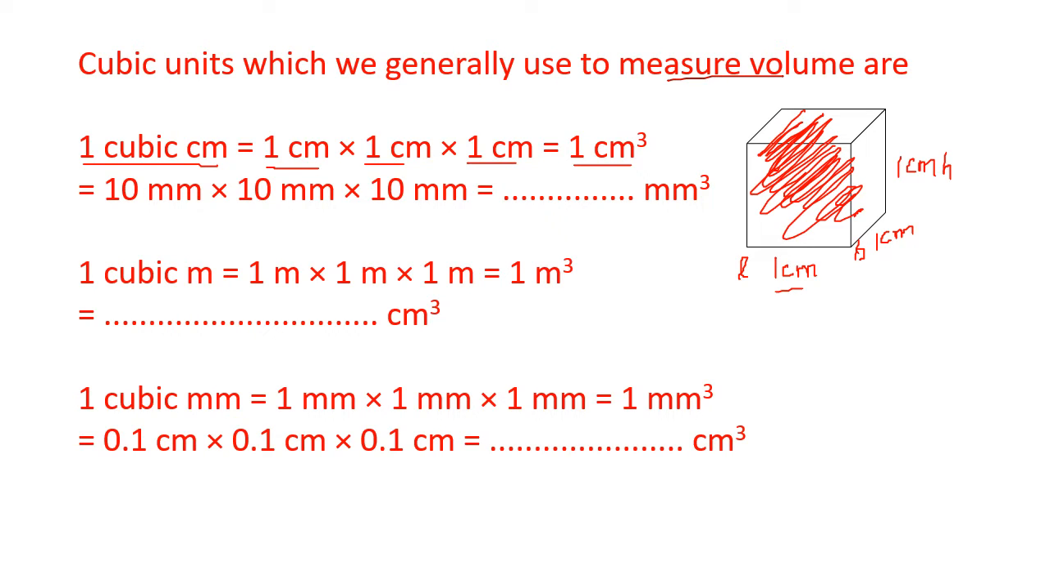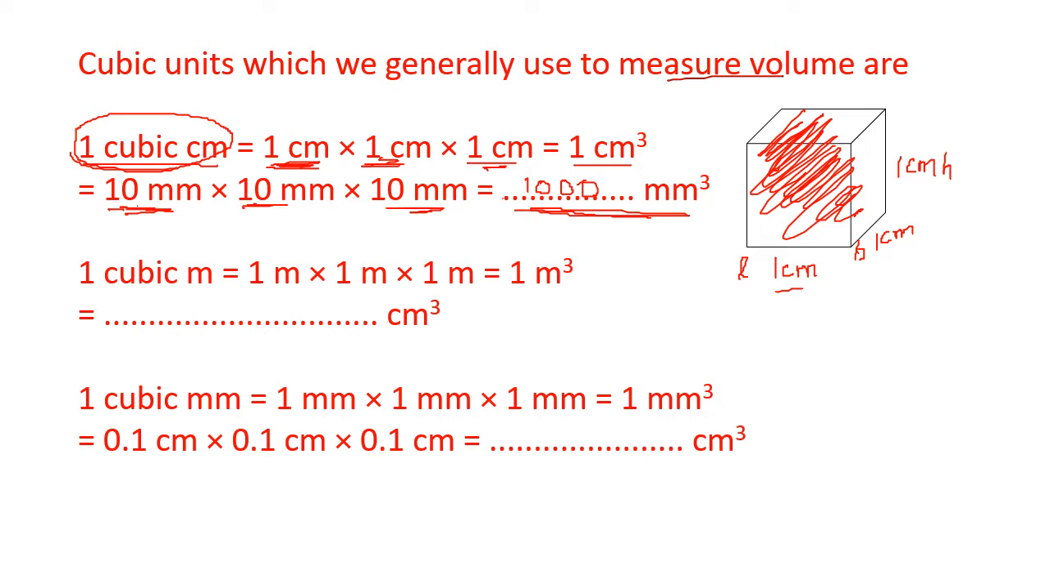Now we know 1 centimeter is 10 mm. So instead of 1 centimeter now I put 10 mm. Again 1 centimeter is 10 mm. 1 centimeter is 10 mm. So 10 into 10 is 100, into 10 is 1000. So I get 1000 millimeter cube. So 1 cubic centimeter is 1000 millimeter cube. Remember this conversion, this will be useful in the sums.